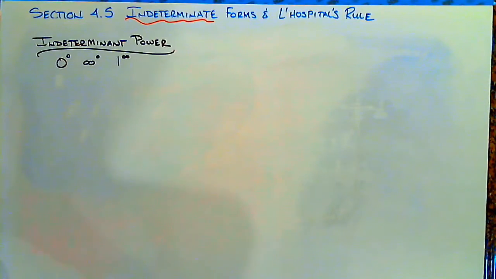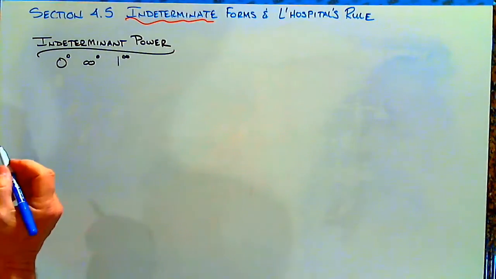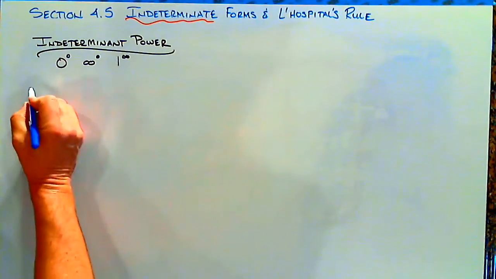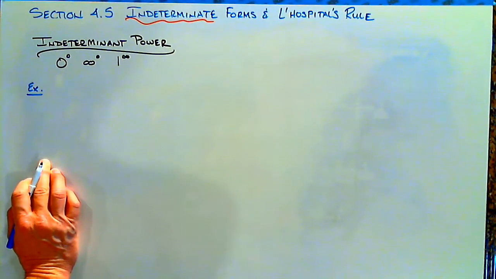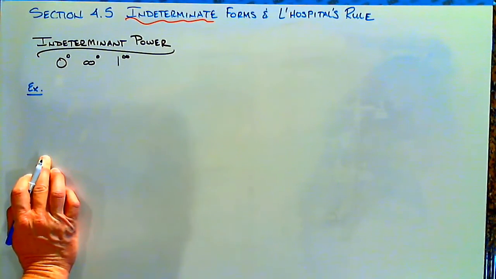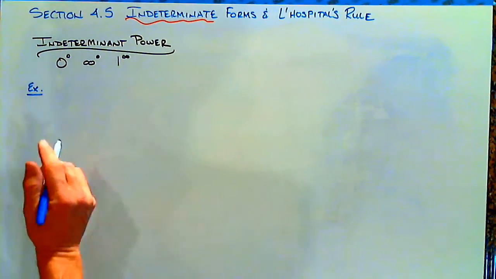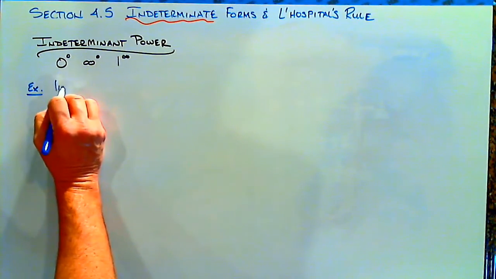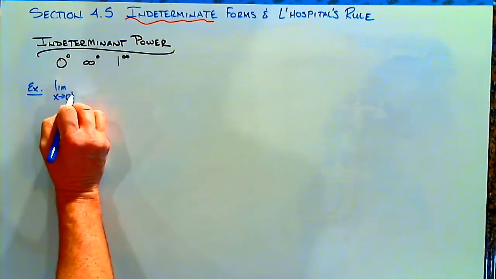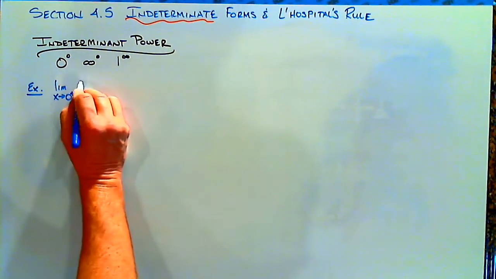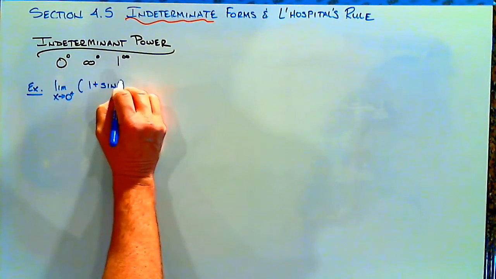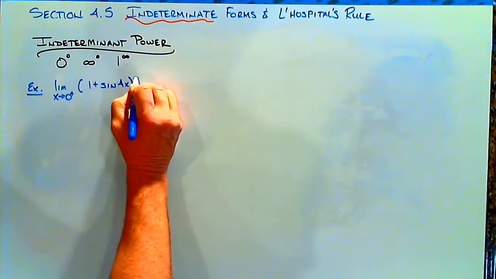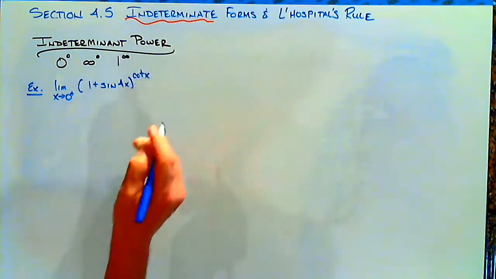So how do we solve one of these problems? What is our approach going to be? Well, let's take a look at an example, and then we'll see how this is going to work out. If we just grab a problem, we could do something like this: the limit as x approaches 0 from the right of 1 plus sine of 4x, all raised to the cotangent of x.